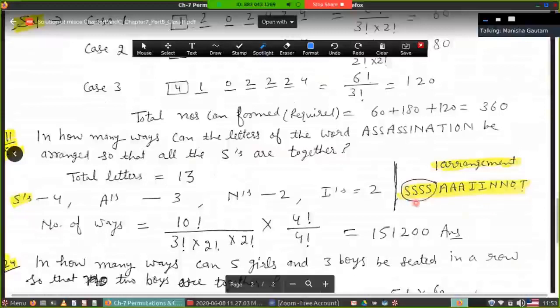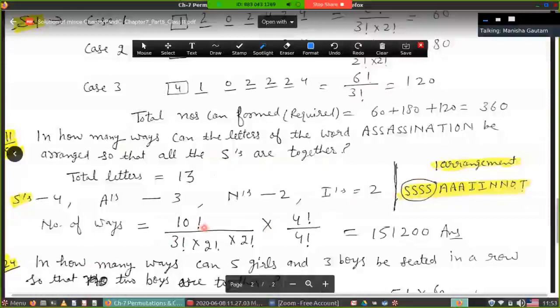Here I have fixed one place for the S, S, S and S, and the other letters are written here. I have arranged them in one way, that is 3 A's and 2 I's, 2 N's and O and T. From there you can get how many times the letters are repeated. A is repeated 3 times, and N 2 times, and I 2 times. So it's easy to get the solution.